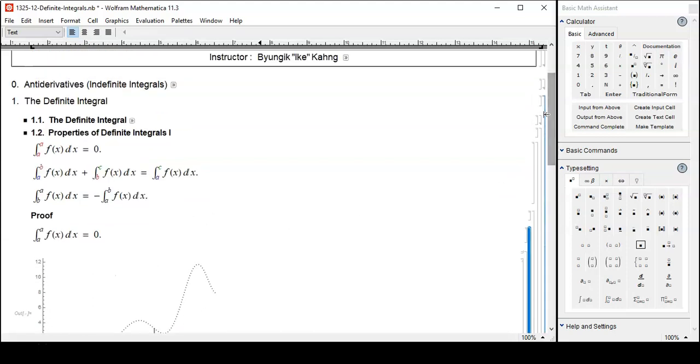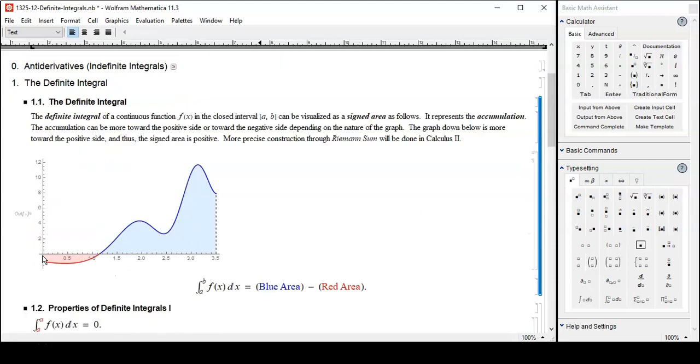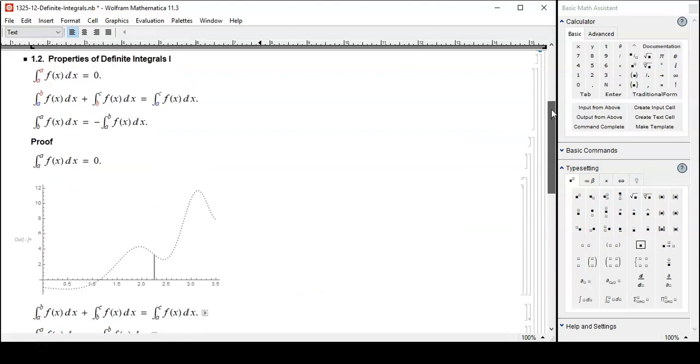Let's compare this with original graph here. Here we have two different values, 0 and about 3.5. A and B values are different, so we have an interval, and we have a region, and consequently we have a signed area. Here we have nothing, so the area is 0.